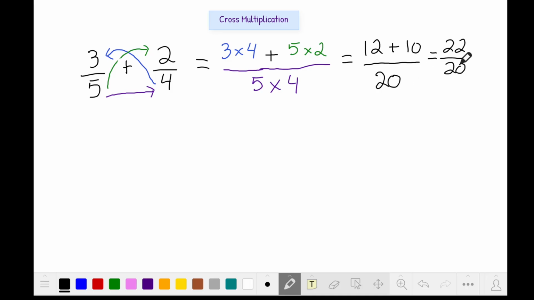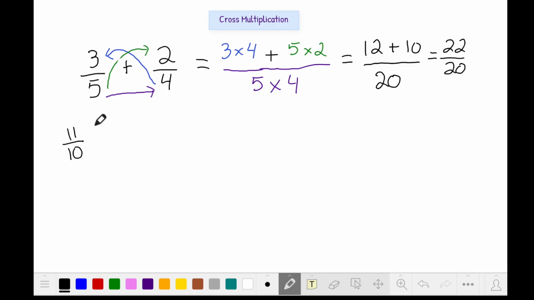Now, 22 out of 20 is a correct answer, but it's not the most simple version of this fraction. And we can tell that immediately because we've got an even number on top of another even number. So because they're both even, I know that they can both be divided by 2. So if I divide the top number by 2 and the bottom number by 2, I'm going to get 11 out of 10.